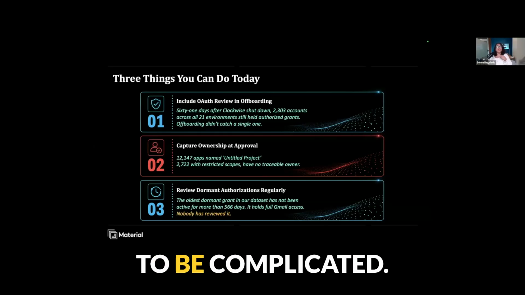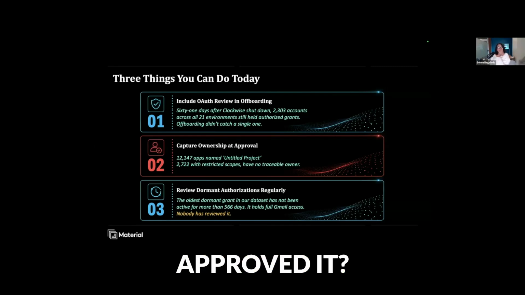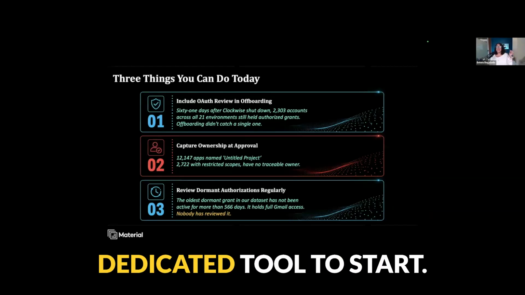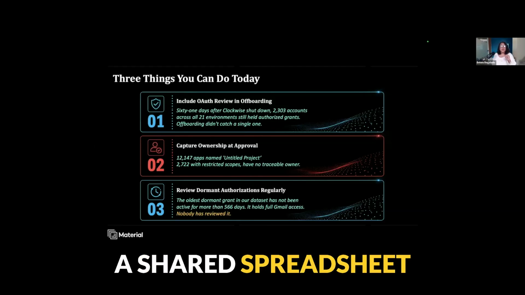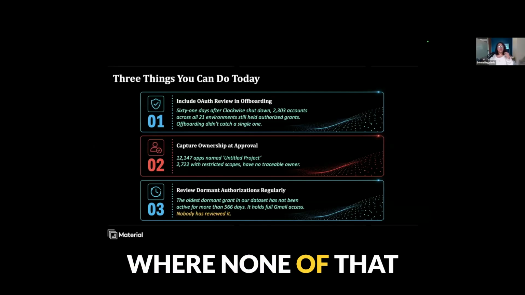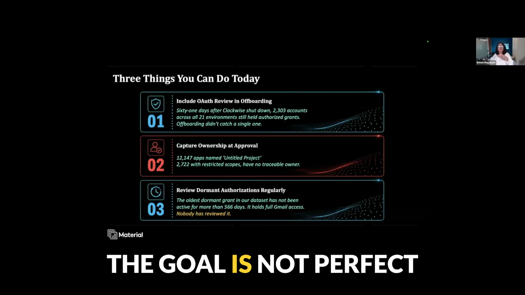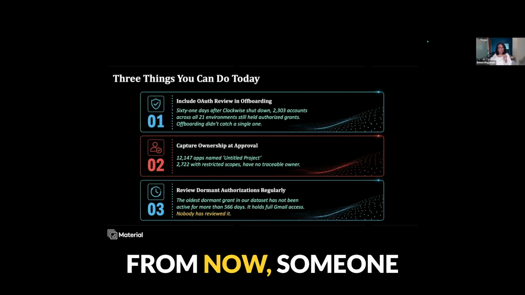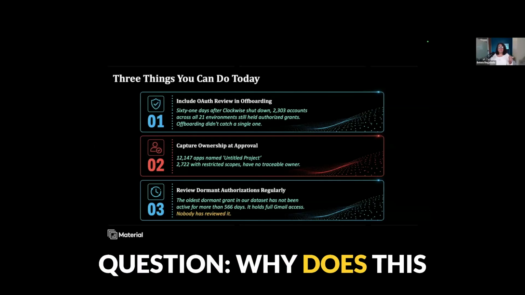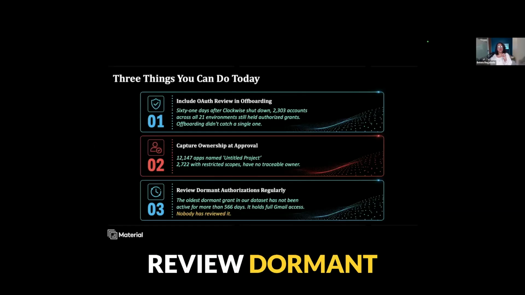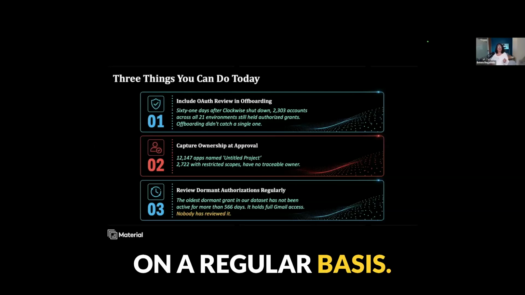The fix doesn't have to be complicated. 3 fields: who approved it, what business purpose it serves, when it should be reviewed next. That's it. You don't need a dedicated tool to start. A shared spreadsheet with those 3 columns is more useful than an OAuth environment where none of that information exists. The goal is not perfect governance on day one. The goal is making sure that 6 months from now, someone can answer the question, why does this application have access to our environment? And finally, review dormant authorizations on a regular basis.